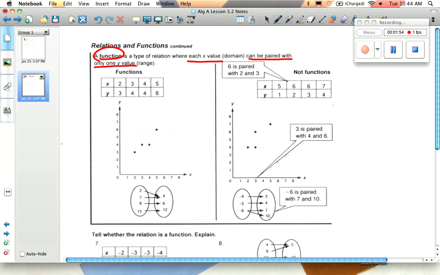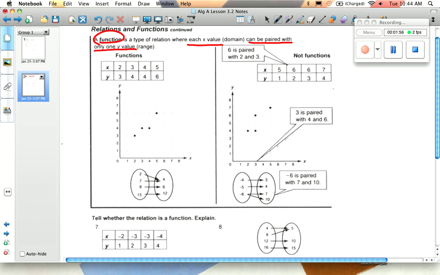So there are some examples here at the top of our page. We have it in table form. Remember, we have different ways we can write relations. And remember, a function is a relation. I said it's a special type of relation. So it's a set of ordered pairs, and each x value can only be paired with one y value.